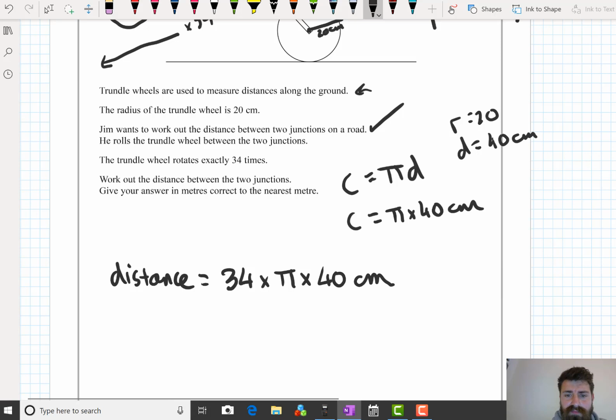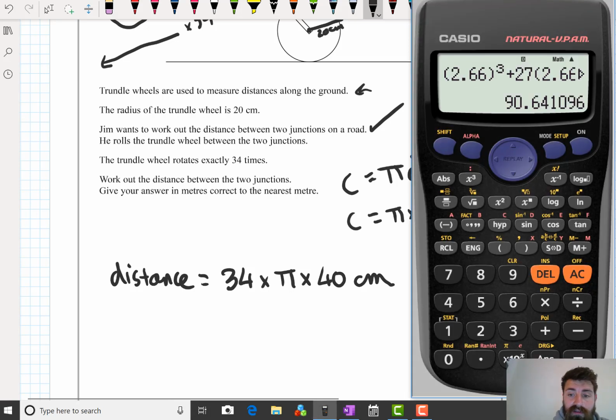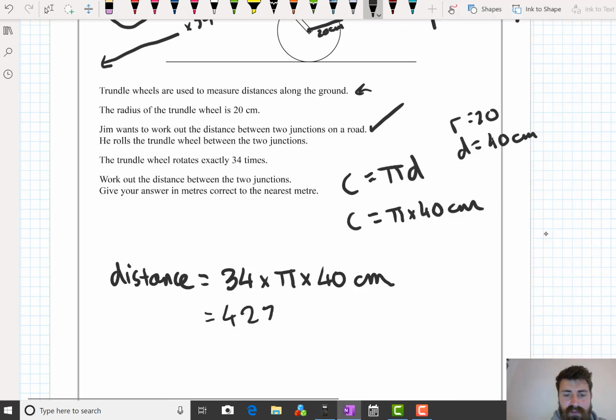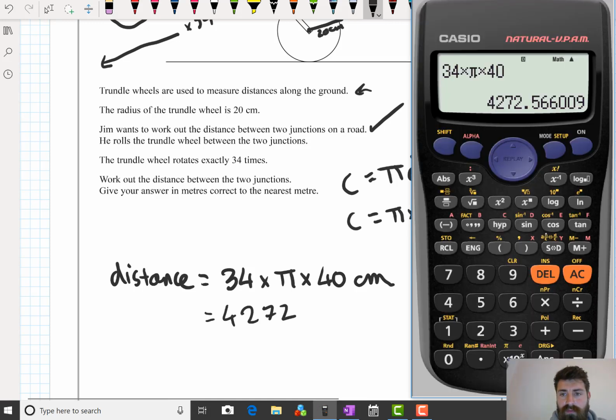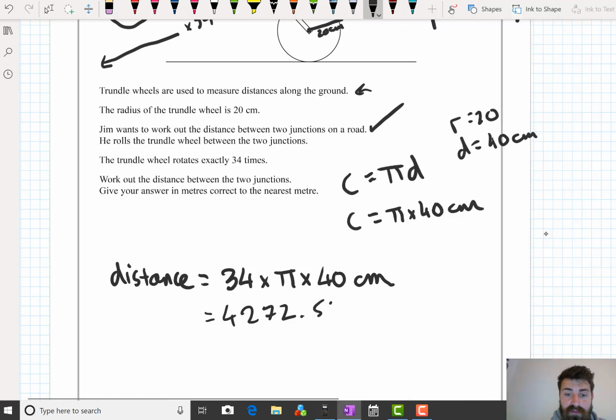So once I get this, if I do 34 times pi times 40, I got an answer of 1,360 pi, which is 4,272.566. We could write that down, 4272.566009. That's in centimeters.